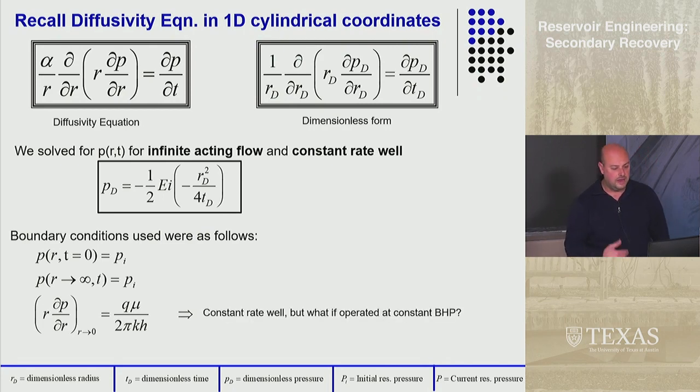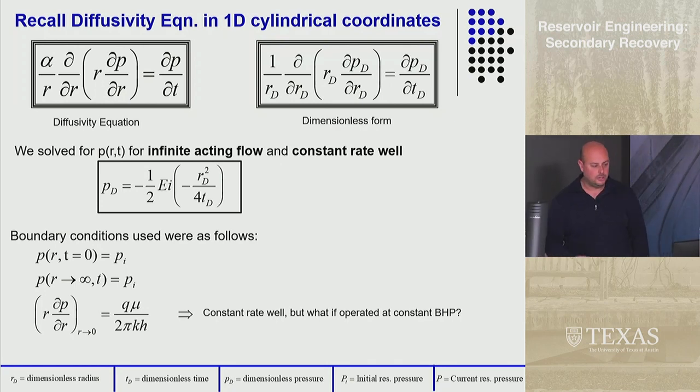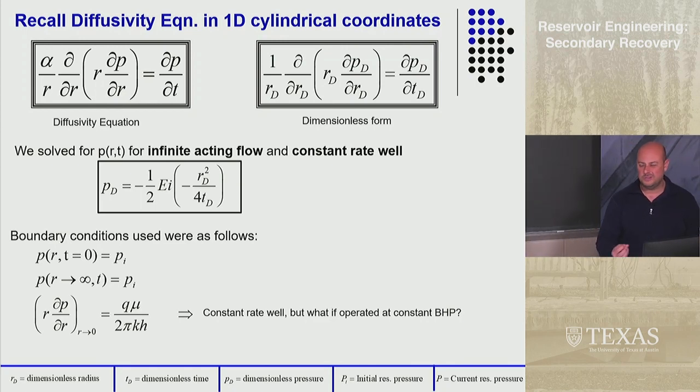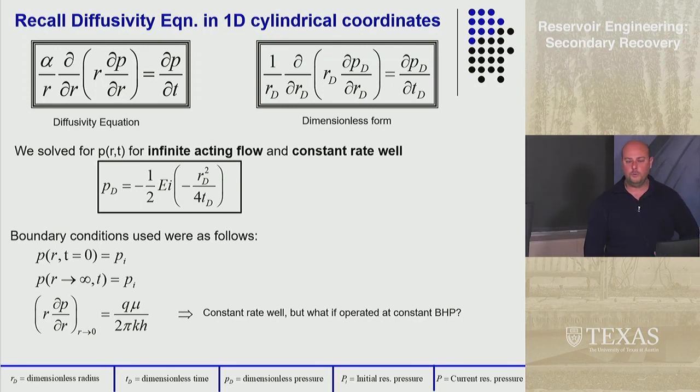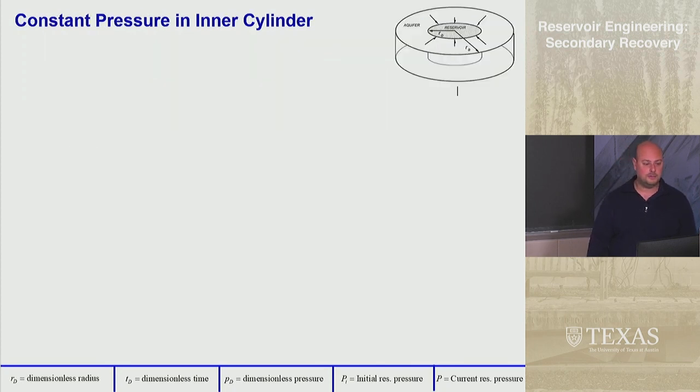And then finally, at the wellbore, we have a constant rate condition. So basically it says as R goes to 0 or R is equal to RW, which is essentially 0, you have a constant rate Q. So maybe you're producing 1,000 barrels per day. So that was the solution we used in Reservoir 1. I'm just showing that as a reminder, but we can't use that for what we want to do next. We're not going to have a constant rate in the inner cylinder. Instead, we'll have a constant pressure, or approximately a constant pressure. So what if we have a constant pressure in the inner cylinder?